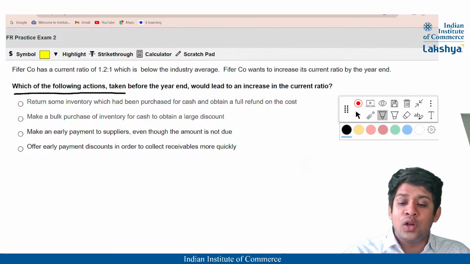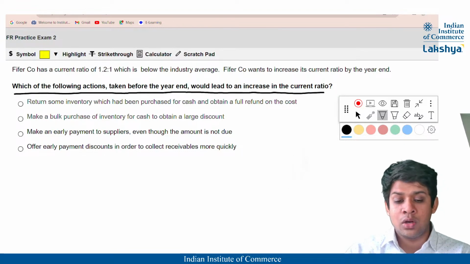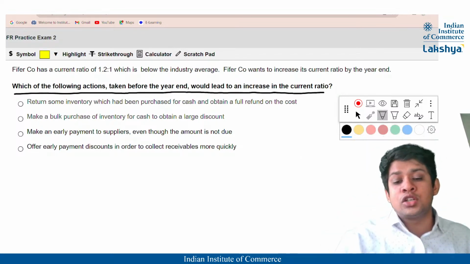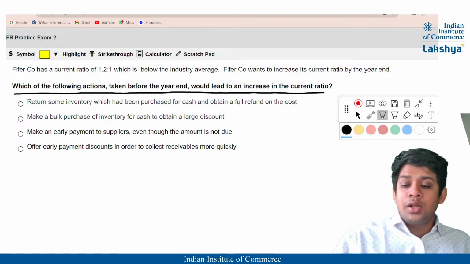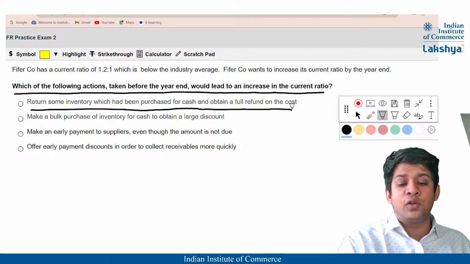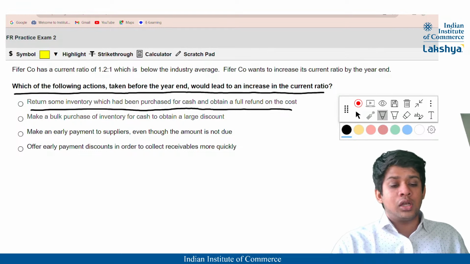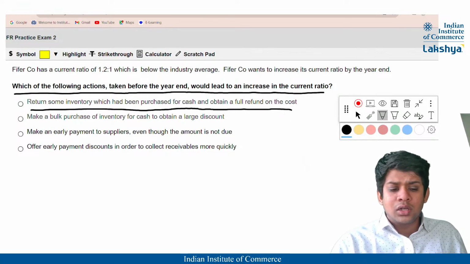Now, which of the following actions taken before the year end would lead to an increase in the current ratio? So, which of these actions would suggest that the current ratio would be increased? Let us look at them. Return some inventory which had been purchased for cash and obtain a full refund of the cost. That means you purchase certain goods, you're returning those goods and you're taking back the cash. It is not true, correct?